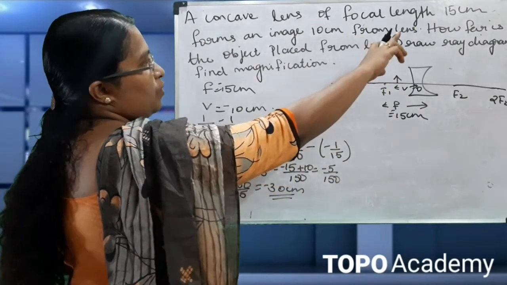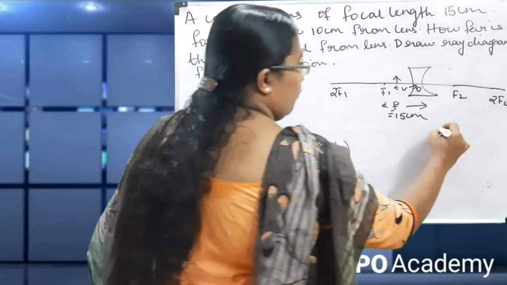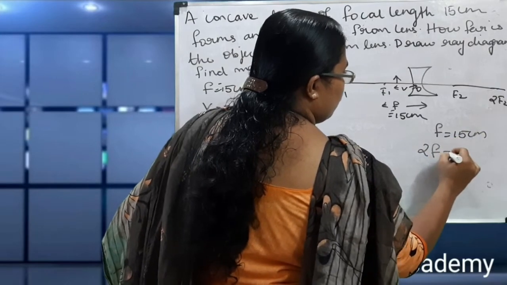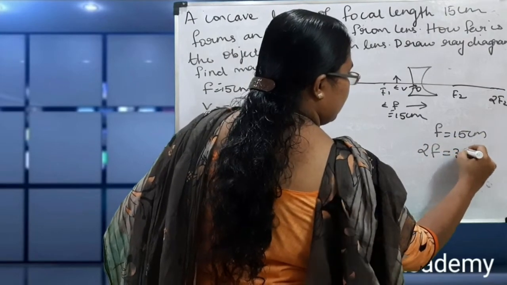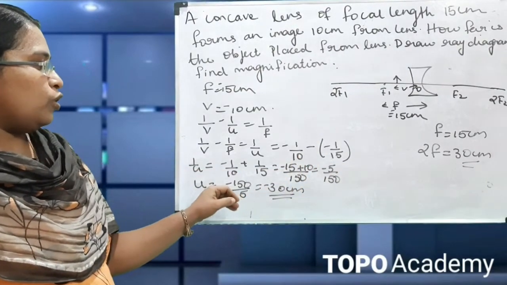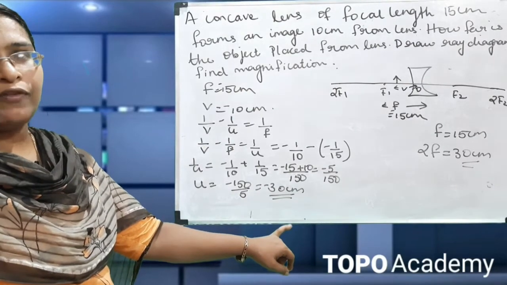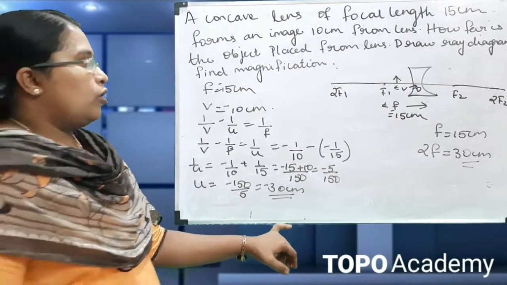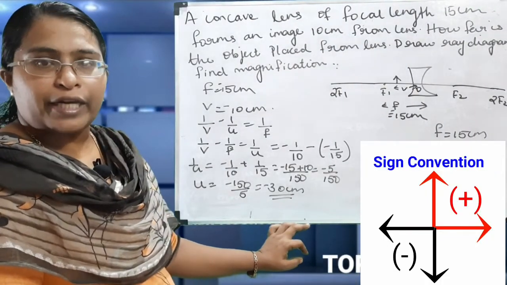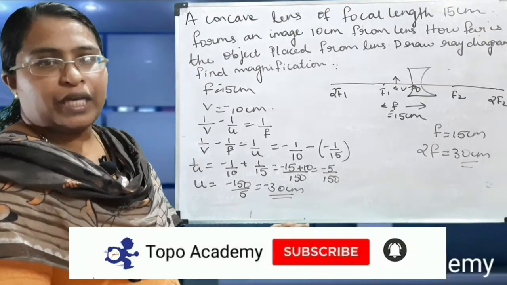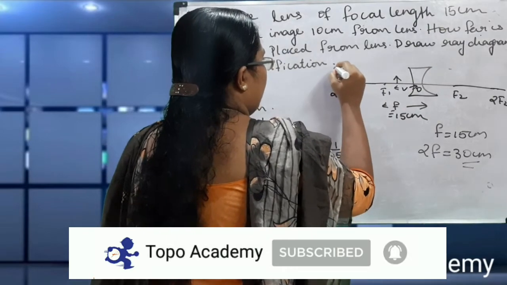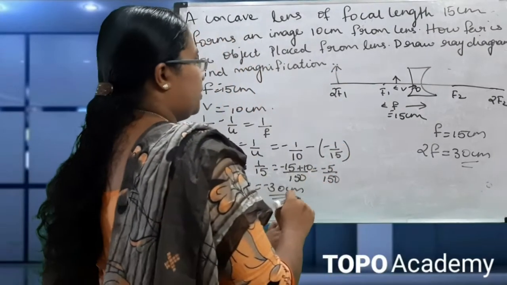The focal length is 15 centimeter, so 2F is equal to 30 centimeter. The distance U is also 30 centimeter. That means we are placing the object at 2F. The negative sign indicates that we are placing the object on the left side of the optic center, 30 centimeter away from the optic center. So we are placing the object here at 2F.